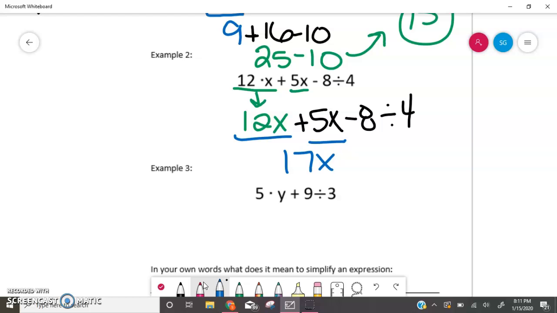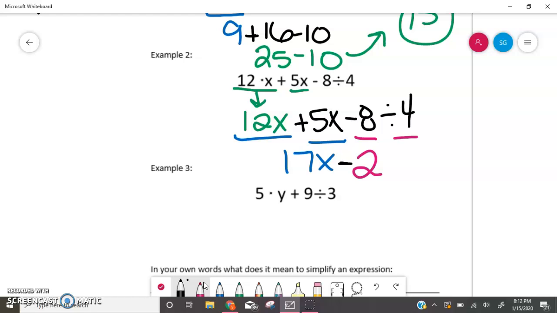Now, the next thing that I notice is this 8 and this 4 are constants. They are numbers that are by themselves. So I can also combine those. And the operation between the 8 and 4 is division. So if I do that, it's 8 divided by 4, which gives me 2. I am going to make sure that I bring down that subtraction sign in the middle.